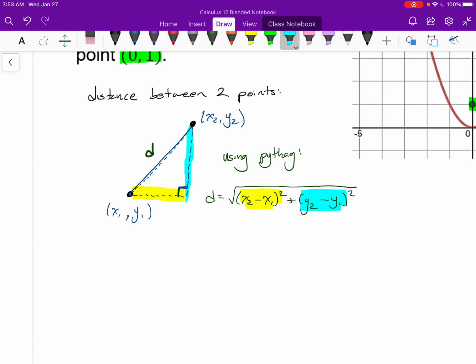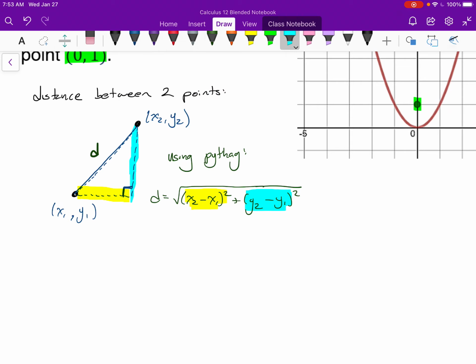I know one of them is 0, 1. One of them is not variable. I'm trying to find the shortest distance from this point, 0, 1, to some point on the curve. The point on the curve is variable. Call that x, y. The point highlighted in green is 0, 1. So if I want to use this formula, I just need to pick, I'll call x2, y2, 0 and 1.